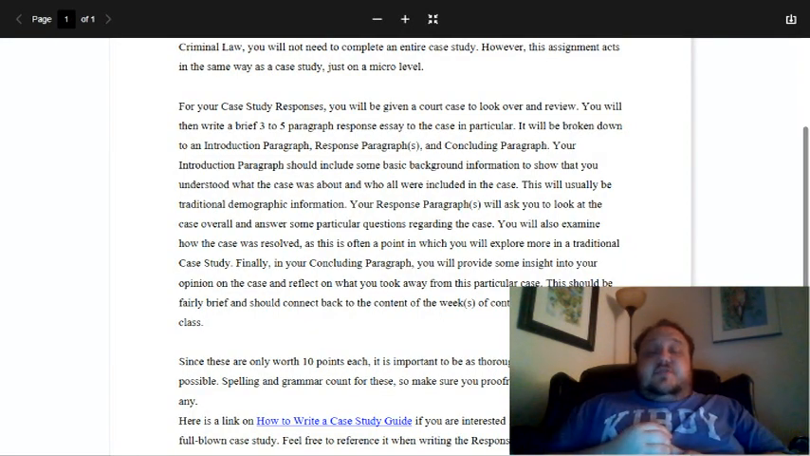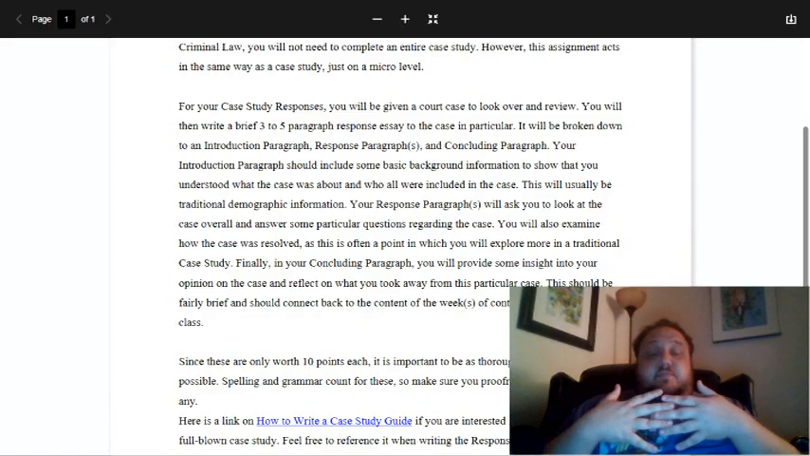Your intro should include some basic background information to show that you understood what the case was about and who all were included in the case. I want to know things like who was being charged with the crime, what were the names of the individuals, the judges that were involved, things like that. You will also, this is usually traditionally demographic information.